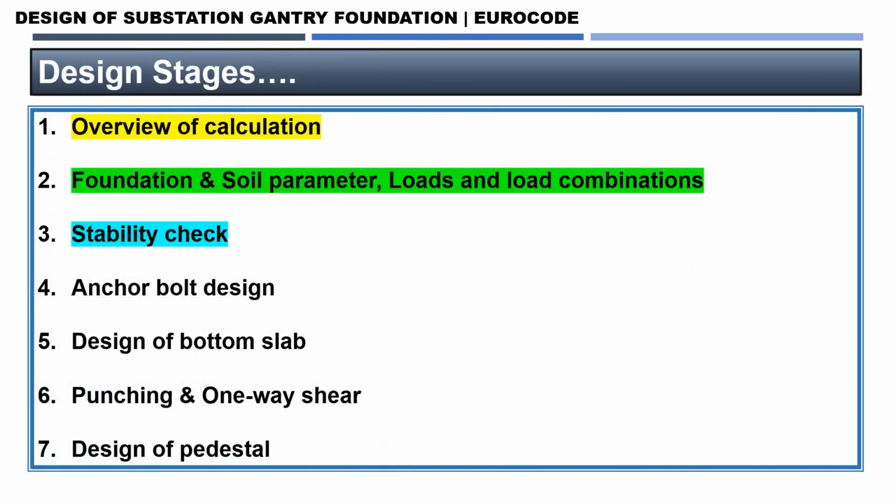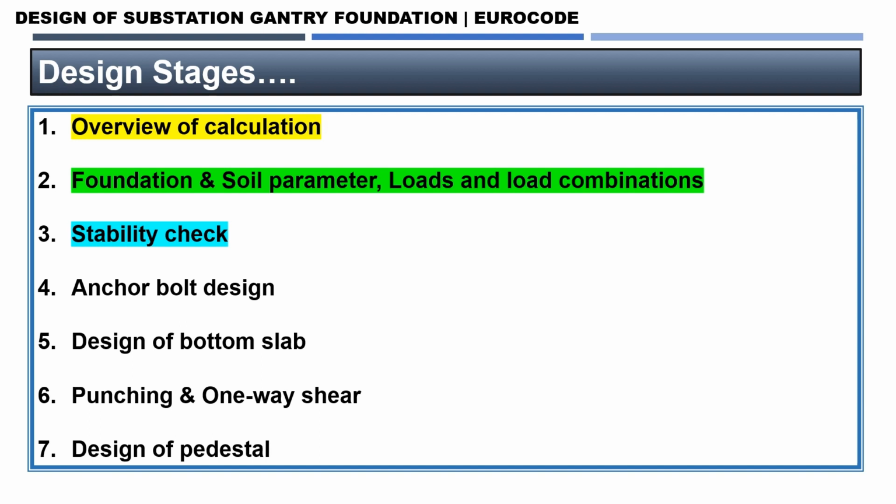So here is the detail about the design stages which we have seen already and which are in the future video list. In the first stage, overview of calculation, which explains the entire design stages and how the calculation is to be presented. In the second stage we saw the foundation and soil parameters, loads and load combinations. In the third, in this stage, we are going to see the stability check.